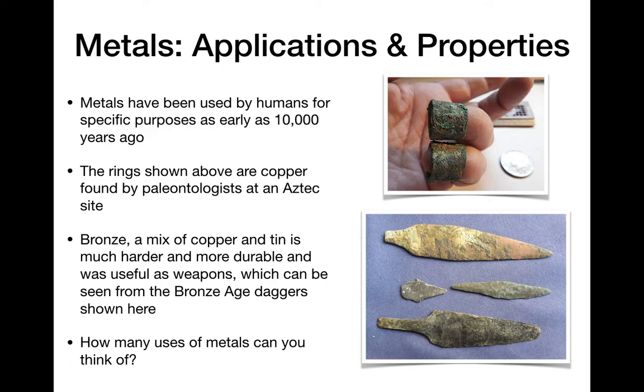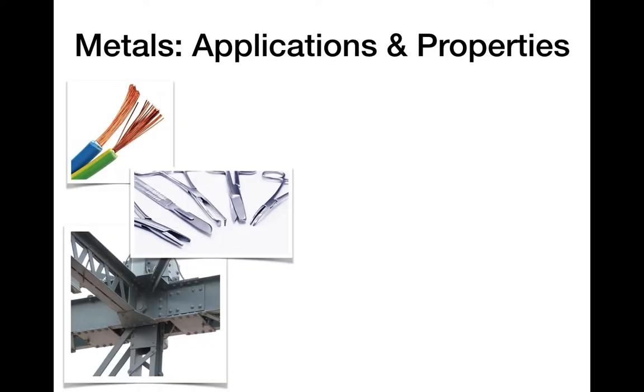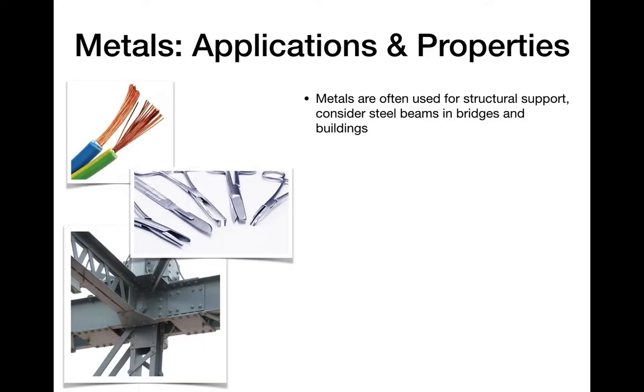How many other uses of metals can you think of? Can you think of more than 10? Well, here are some examples. We often use them for structural support, like steel beams in bridges and buildings. Steel is really good, it's a very, very strong metal alloy.